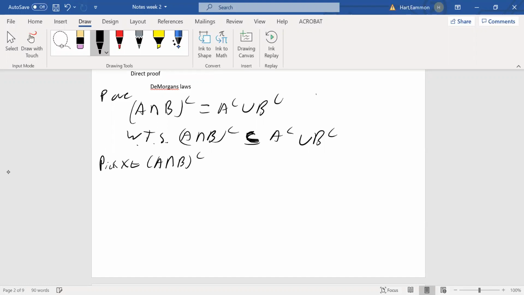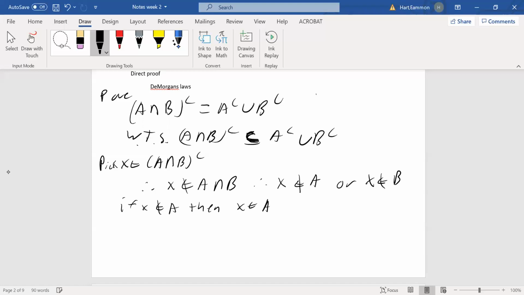pick x in A intersect B complement, therefore x is not an element of A intersect B. Therefore, x is either not an element of A, or x is not an element of B. If x is not an element of A, then x would be an element of A complement, and therefore x would be an element of A complement union B complement, right? We're only adding extra stuff.